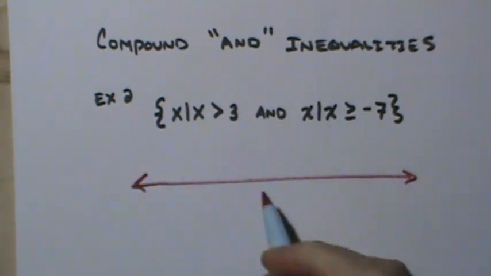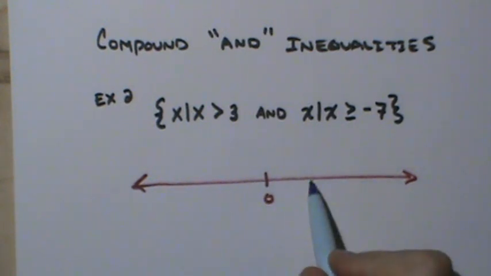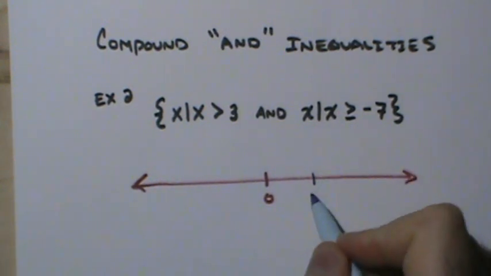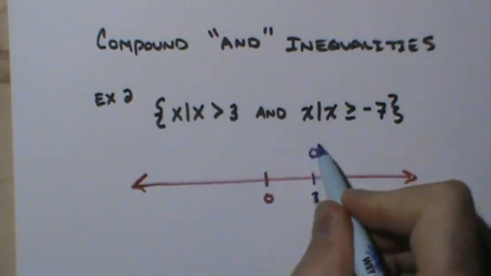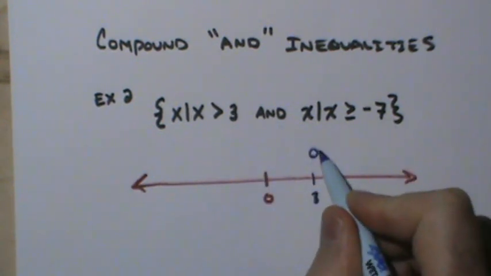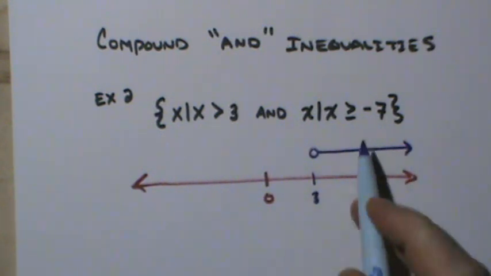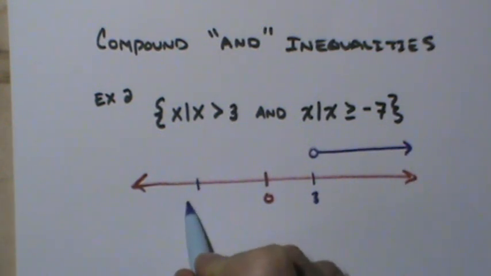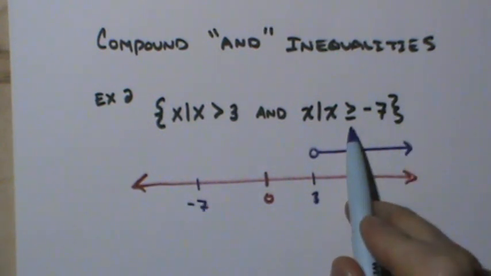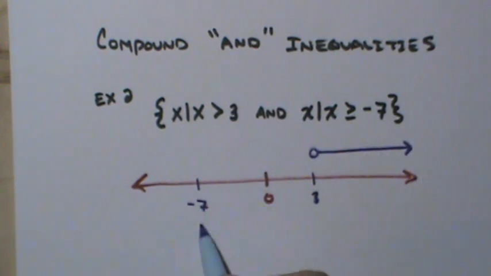As I draw my number line, I do indicate 0, which is the most important number on a number line. And this time I locate 3, which should be an open circle. And the statement is telling me to shade off to the right. Next I need to locate the -7, which would be a closed circle because it has equality. And I shade this off to the right as well because it's pointing to the right.